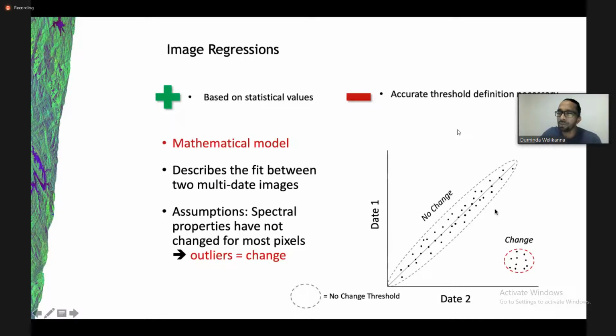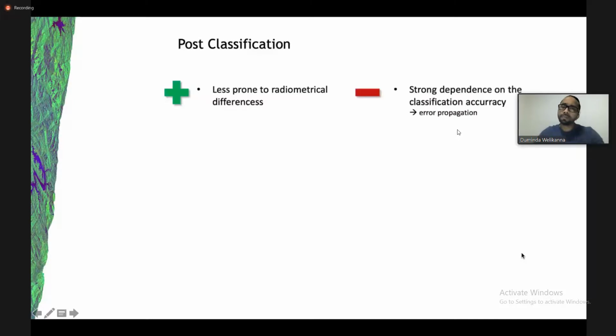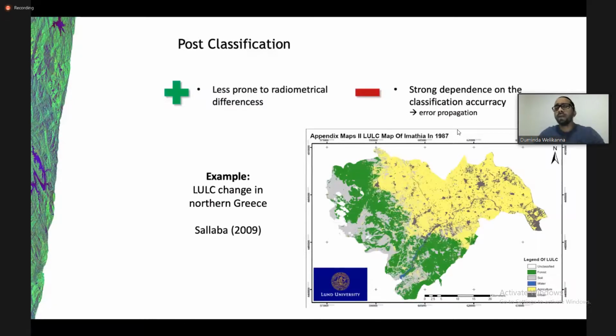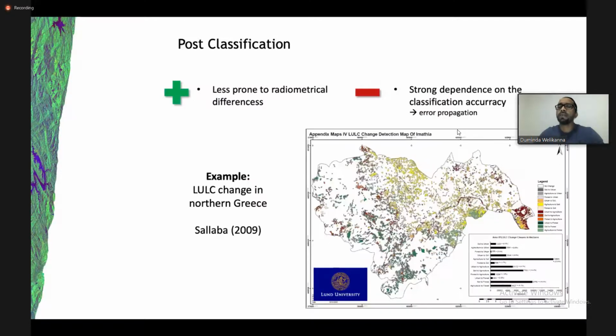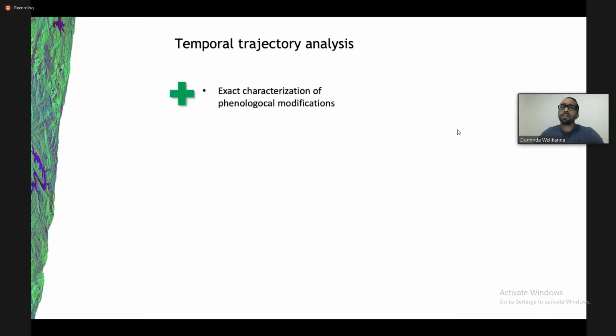As you know in statistics, if you simply plot two bands and do a regression, they should agree if there is no change. But if there is a change, they are not going to agree. So pixels which do not agree will be away from this regression line, so you can just detect them. And also classify one image, classify another image. You can see the land use classification and find the change between them. Post classification change detection, right?